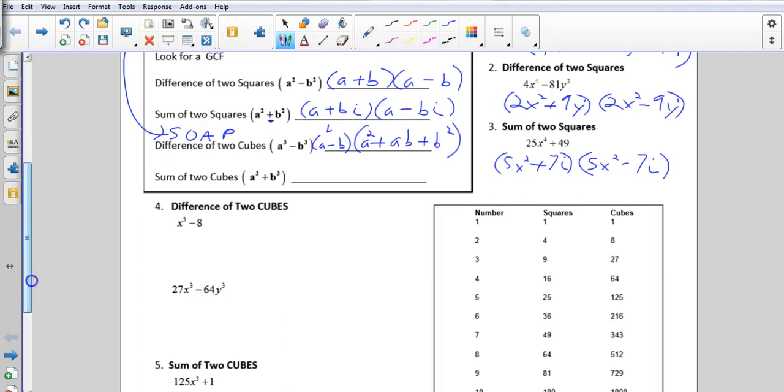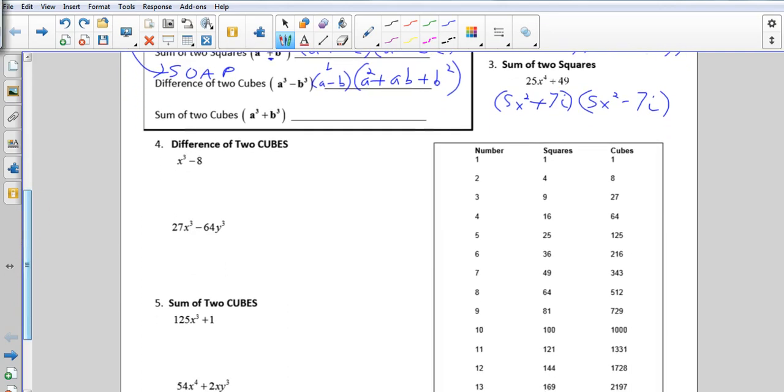Let's see it with some real actual numbers. x cubed minus 8. Well, first off, this is 1x cubed. So we're going to look for the cube root of 1, which is 1. So it's going to be 1x minus, but for the cube root of 8, which is 2. So remember, a minus b right here is the cube root of each of the terms.